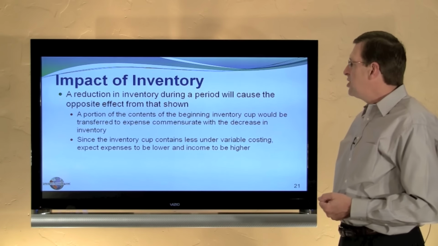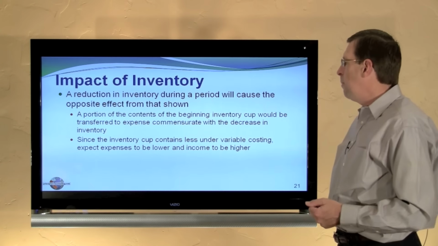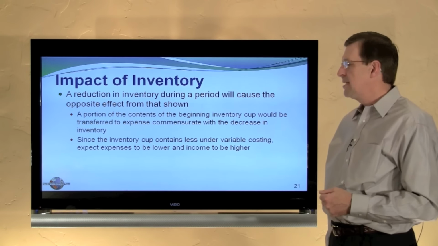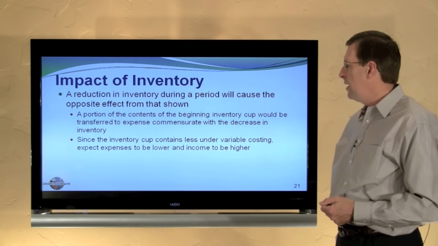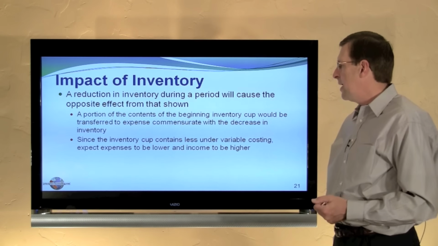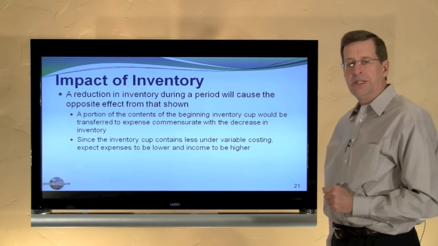Bear in mind that a reduction in inventory during a period will cause the opposite effect from that just shown. A portion of the contents of the beginning inventory cup would be transferred to expense, commensurate with the decrease in inventory. Since the inventory cup contains less under variable costing, expect expenses to be lower and income to be higher, again, when inventory is reducing during a period.